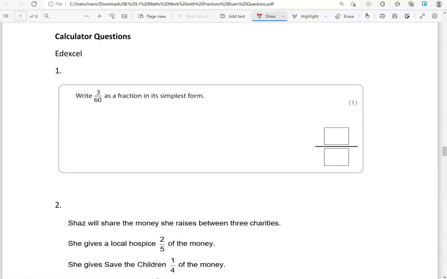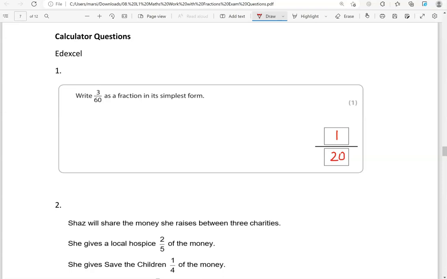From now on, we can use a calculator. Write 3/60 as a fraction in its simplest form. So we've got 3 and 60. We need to find a number that we can divide both by, so by the same number. 3, you don't have much choice, it's only 3 you can divide by to get a whole number, which is 1. So 3 divided by 3 gives us 1. 60 divided by 3 gives us 20.